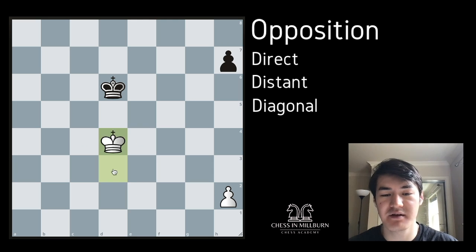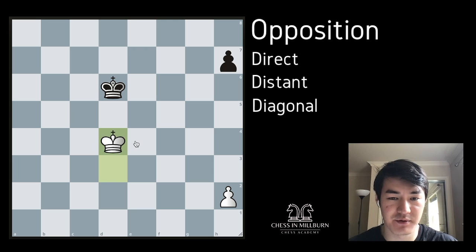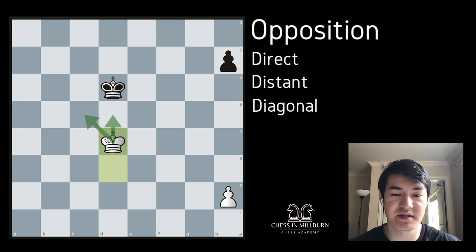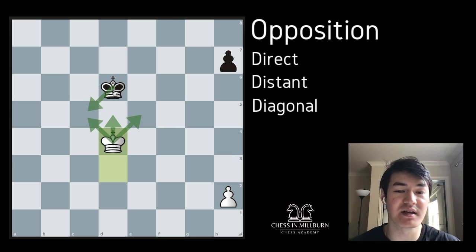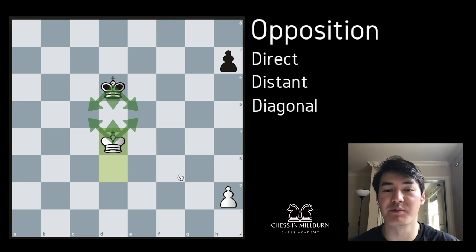We can move our king, for example, in this position to d4. And our kings, everybody, are an equal distance away, one square away from each other. And this is as close as they can get, because our king prevents the opponent's king from going to this square, and to here as well. But the opponent's king also prevents us from going to those squares too.